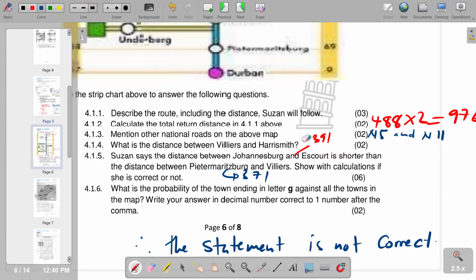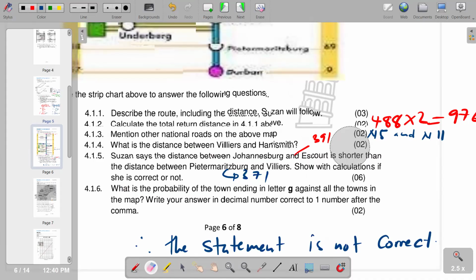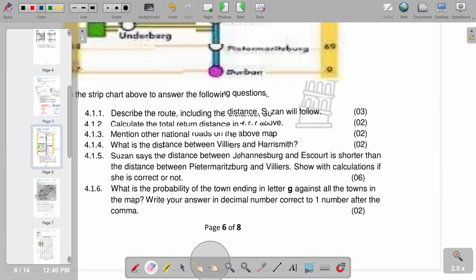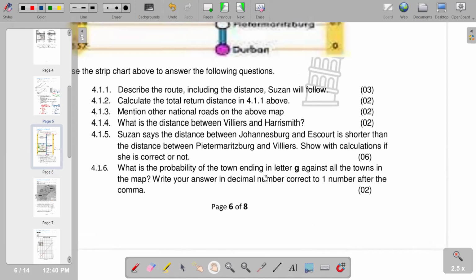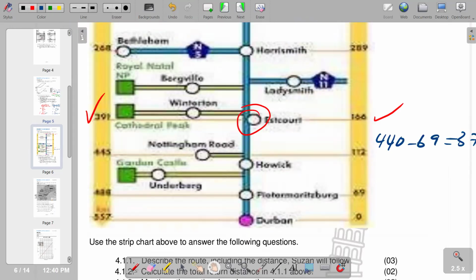And moving on to the next question. 4.9.6. What is the probability of the town ending in letter G against all the towns in the map? Write your answer in decimal number, correct to one number after the comma. So of course, town ending with G, we go back to the question. We see that for the towns ending with the G, we have this one, Underberg. Underberg is one of them.